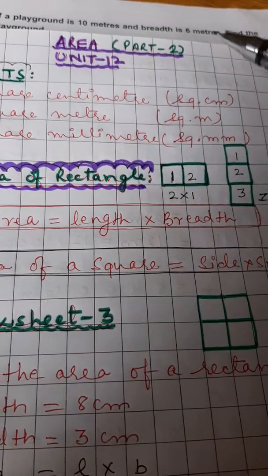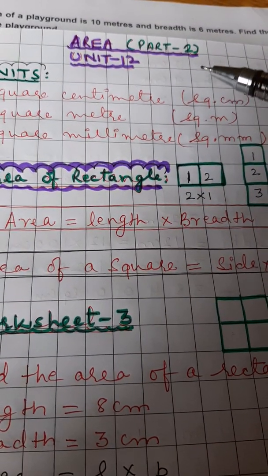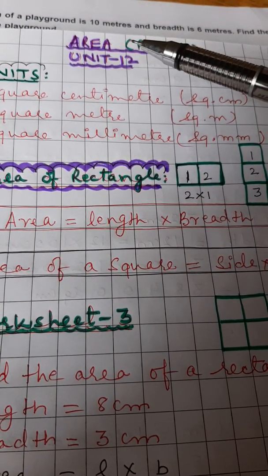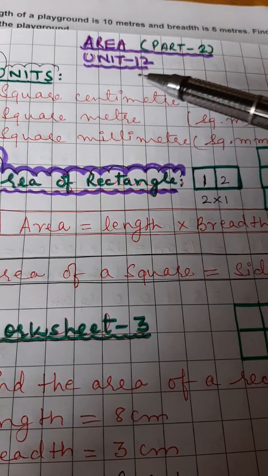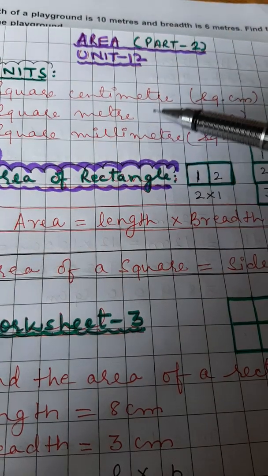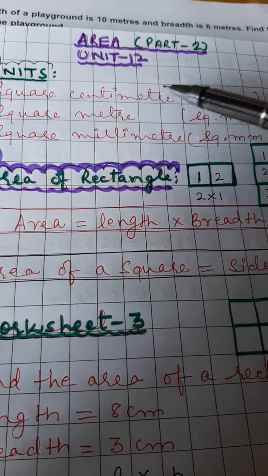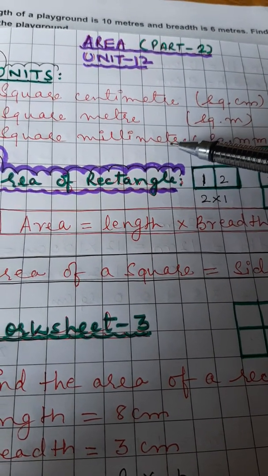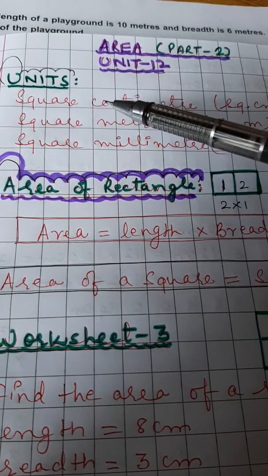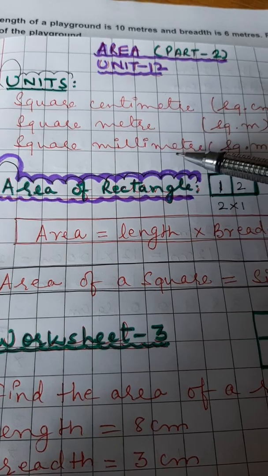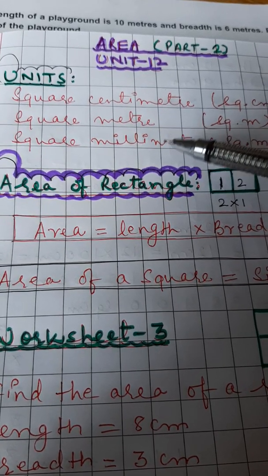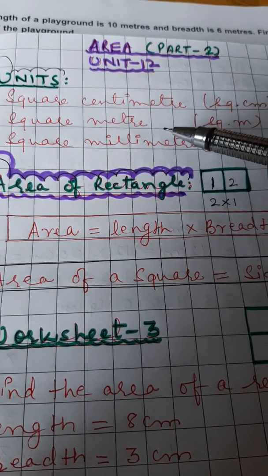Welcome students. Today I am going to discuss the units which are used to measure area. The units which we will use in this class are centimeter, meter and millimeter. We always write the area in square centimeter, square meter and square millimeter. Why? Because square is the best unit for measuring area.